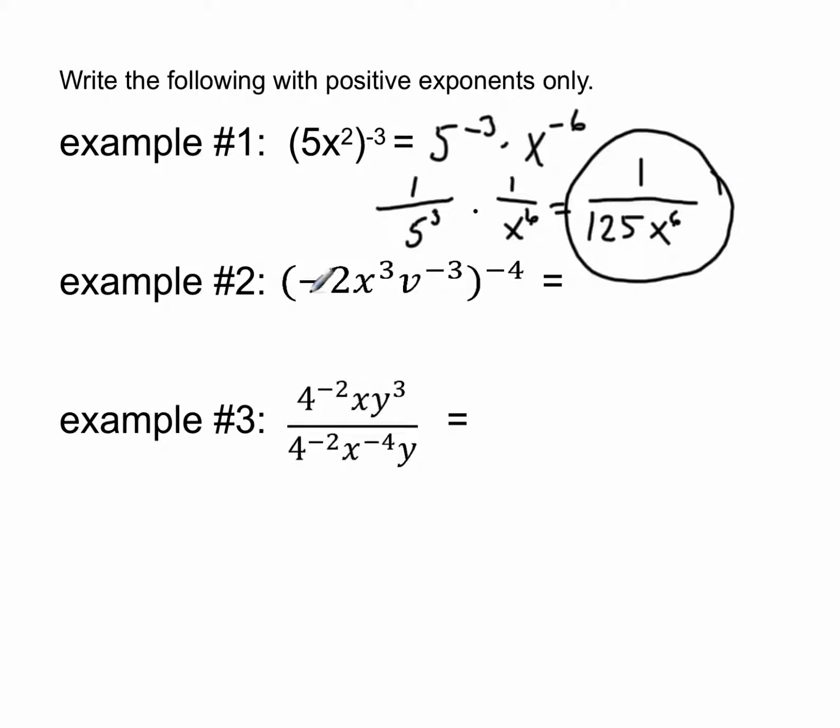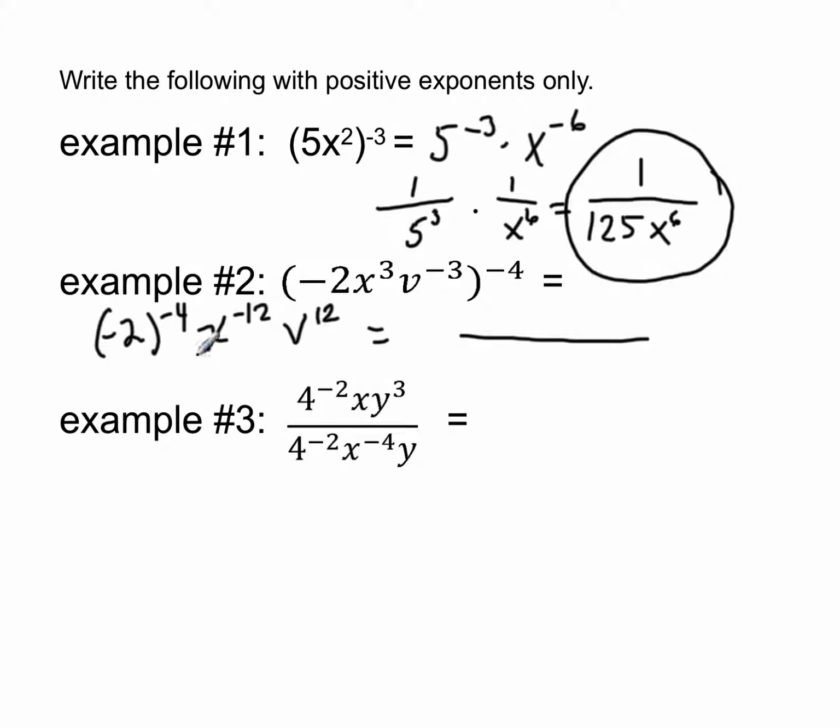Okay, next one. I've got -2 to the negative 4th power. This is tricky. The negative is going to be taken to the power because it's inside the parentheses. So I'm thinking this way, -2 to the negative 4th power, x to the negative 12th power, v to the positive 12th power, because -3 times -4 is positive 12. Okay, again, I can't leave my answer like this because I need to write it with positive exponents only. So I am going to have a fractional answer.